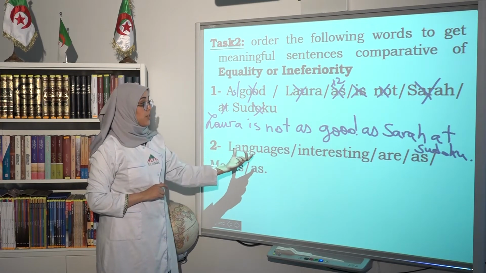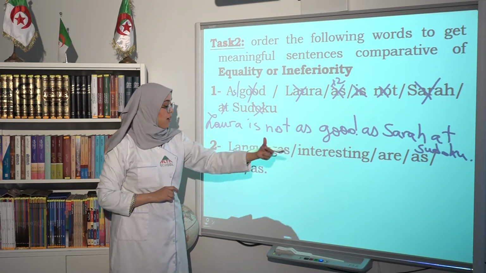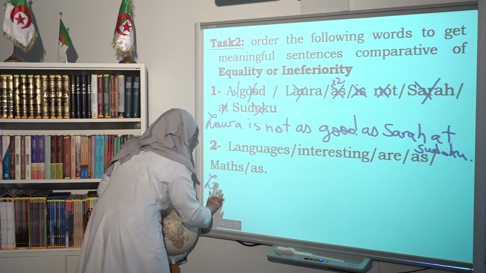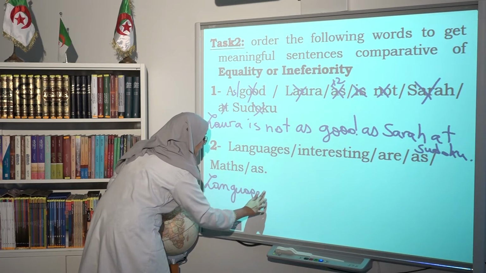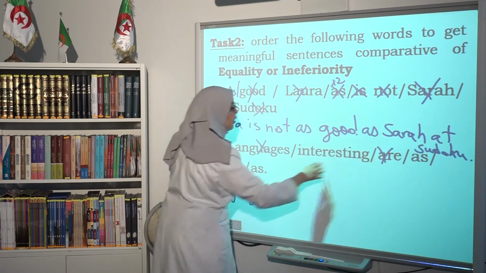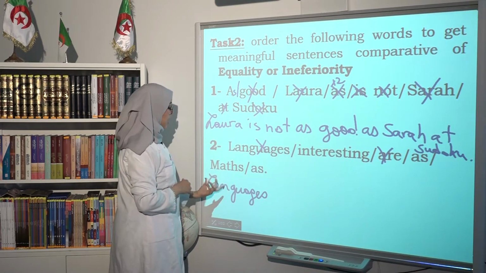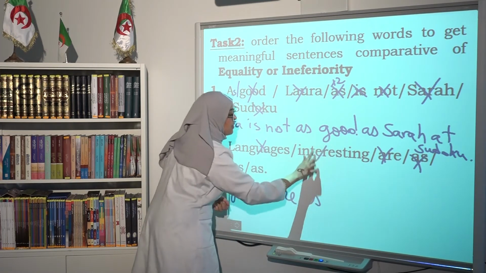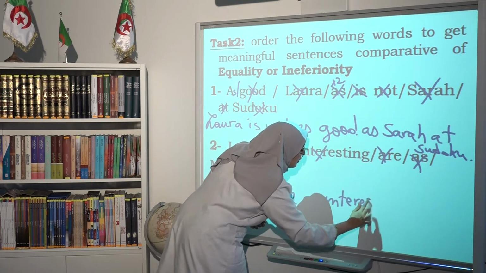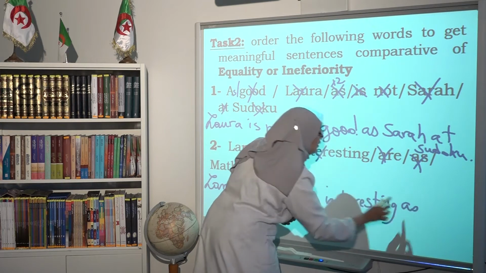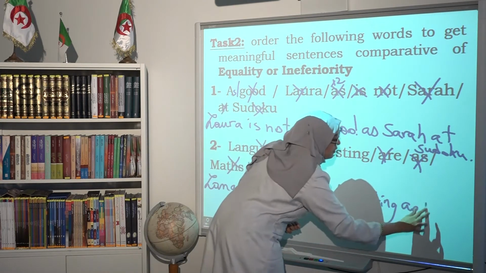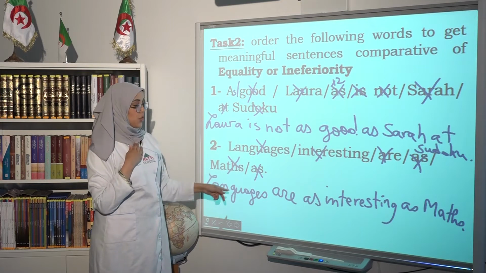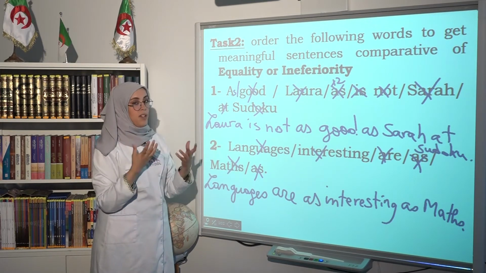Next one. Languages, interesting, are, as, maths, as. Here it expresses equality. So I should say languages are, I started with languages because it's in the plural, maths too, so languages are as interesting as maths. Is it clear for this one? So languages are as interesting as maths. So it means both of them are interesting to learn.